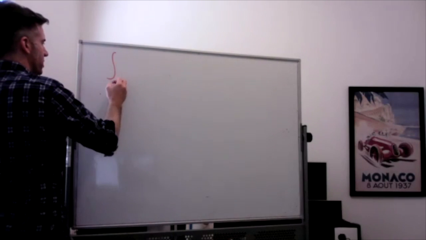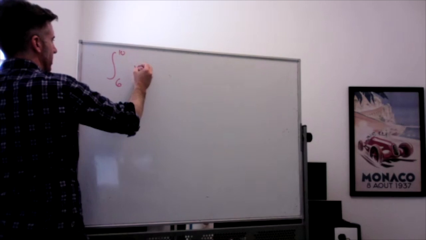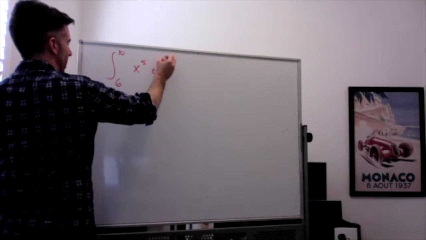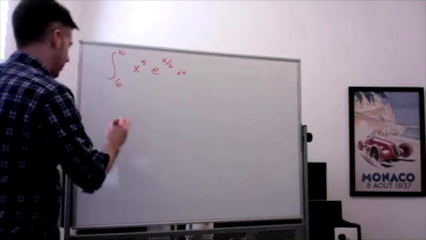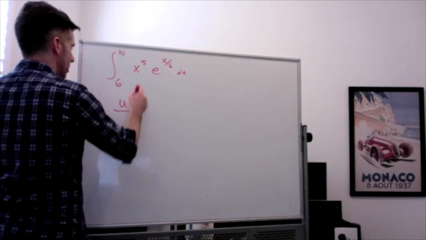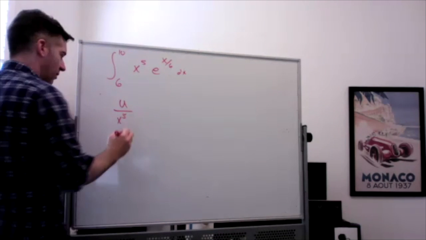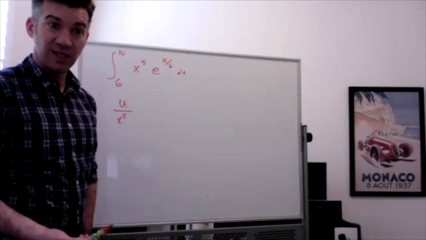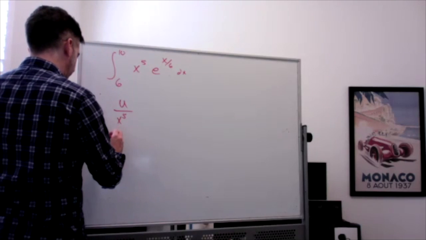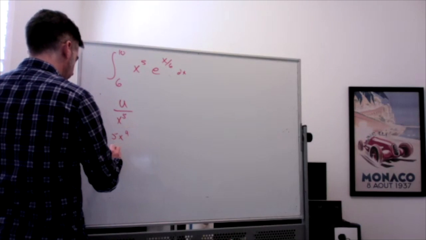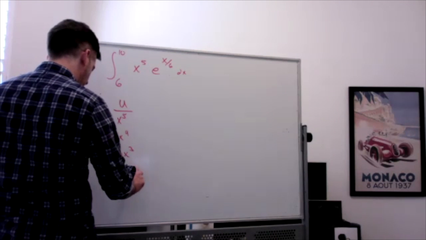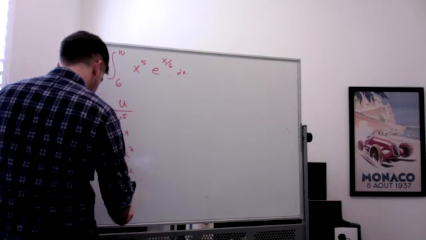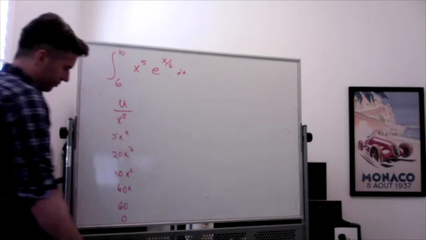So if I wanted to do the integral from 6 to 10 of x to the 5th times e to the x over 6 dx, I'm going to use the tabular method. So I'm going to write my u. My u is going to be x to the 5th. Then I want to write all the derivatives of x to the 5th until I get to 0. So the first derivative is 5x to the 4th, and then the next derivative is 20x cubed, and then 30x squared, and then 60x, and then 60, and then 0.